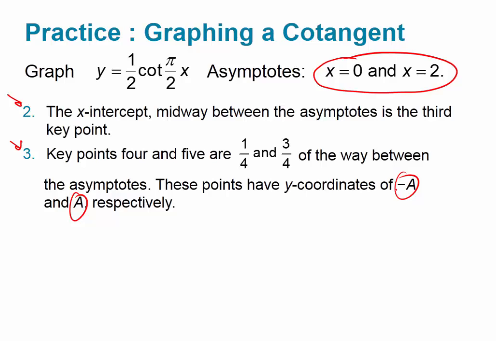Okay, so we already had asymptote at 0 and asymptote at 2, as discussed. So this is going to be 1. That'll be our midway point. And then 1/4 of the way would be a half. 3/4 of the way would be 1 1/2.